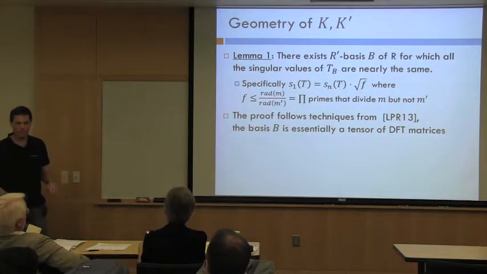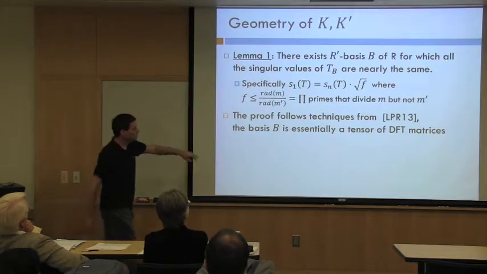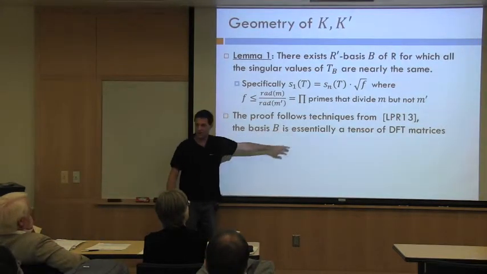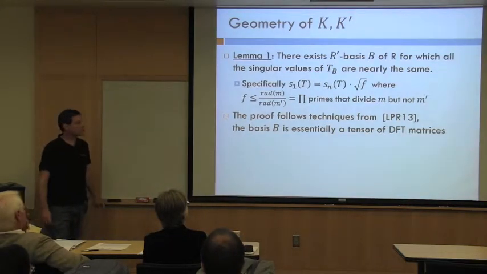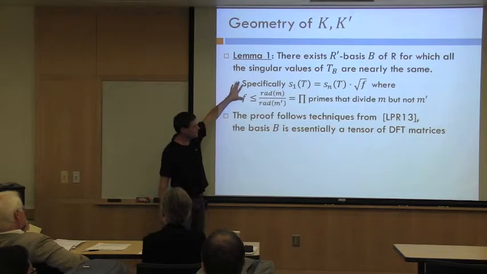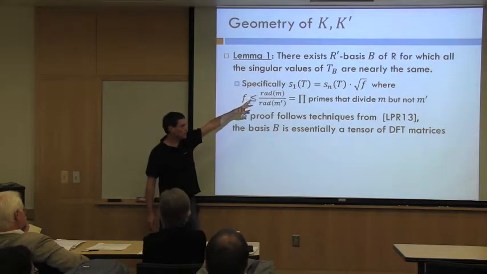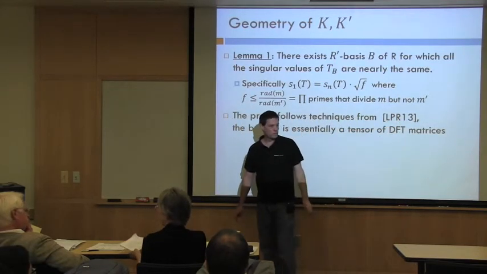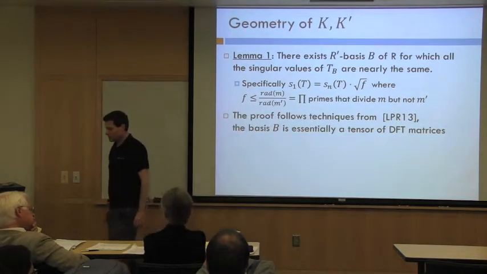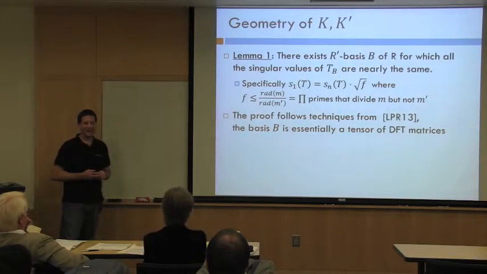Does your basis consist of roots of unity? Yeah, in that sense, yes. The proof of the same statement, where R prime was Z, appeared in Vadim's paper, the toolkit paper. It does, believe me.